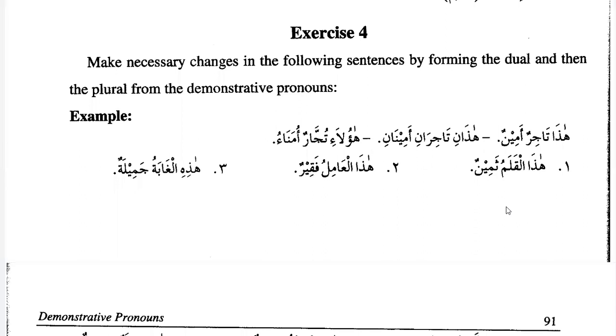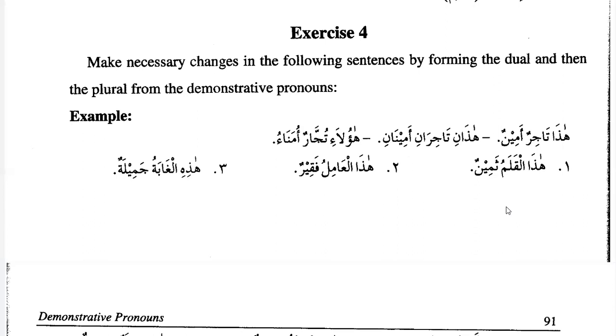Hazal qalamu thaminun. Hazanil qalamani thaminani. Haula'il aqlam. What is plural for thamin? Haula'i is for intelligent and qalam is not intelligent. Sir, I have one question, sir. Okay, ask. Al qalamani, so it should be thaminani. Yes. He said thaminani. Plural would be hazihi al-aqlamu. What is the plural for thamin? The plural is thumun, but it is non-intelligent, so it is thaminatun. Okay. Hazihi al-aqlamu thaminatun.